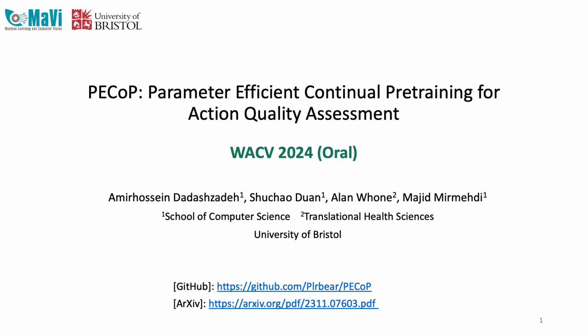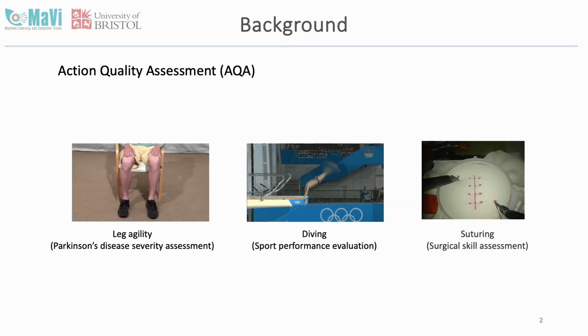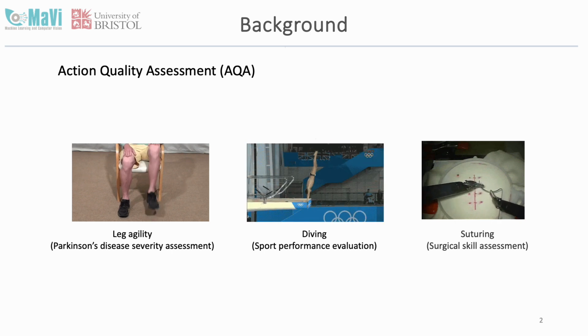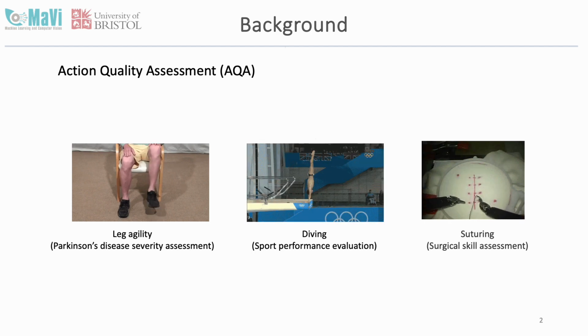Today I will be presenting our work PECoP: Parameter Efficient Continual Pre-Training for Action Quality Assessment. Action Quality Assessment is a method used to evaluate the quality of actions or movement in various contexts. For example, it evaluates tasks such as leg agility for Parkinson's disease severity assessment, diving form for sport performance, and suturing for surgical skill assessment.